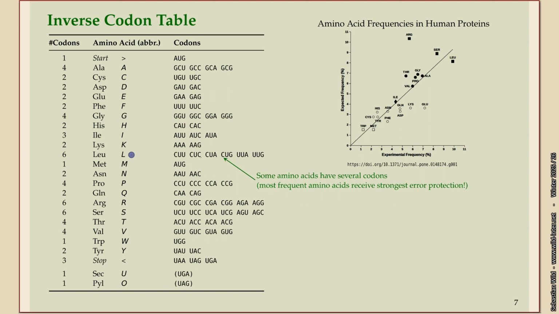Whereas for the rare amino acids, it's annoying if a mutation there causes a change in function, but you'd rather have that at a place where it affects few amino acids than at a place where it affects many. So it's a kind of cute thing that happens here.